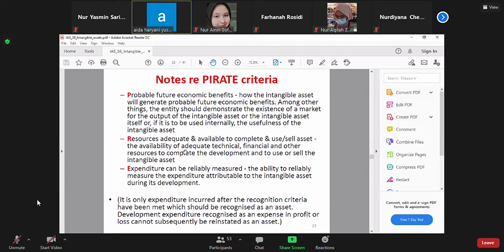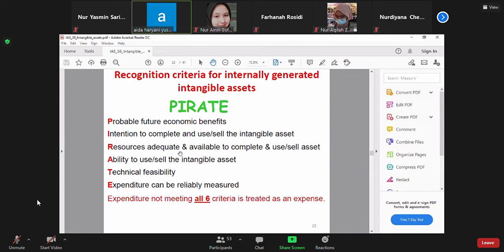Now, resources adequate and available to complete and use or sell the asset. What does it mean by that? The availability of adequate technical resources, like scientists, financial resources. So WHO funded all the scientists' company to come out with this anti-vaccine, and other resources to complete the development and to use or sell the intangible asset. So this is about resources.